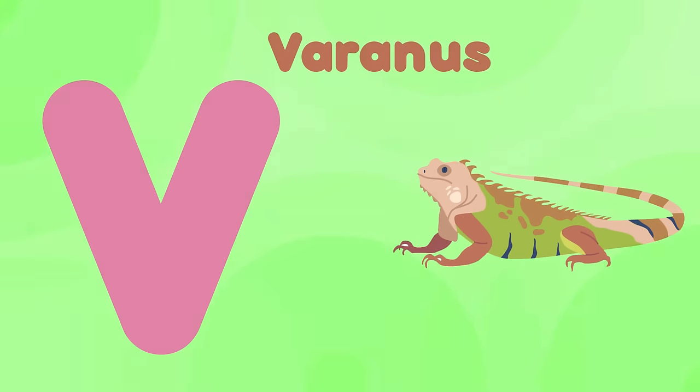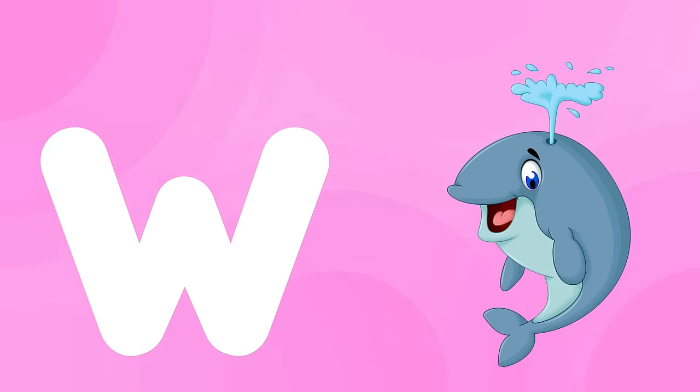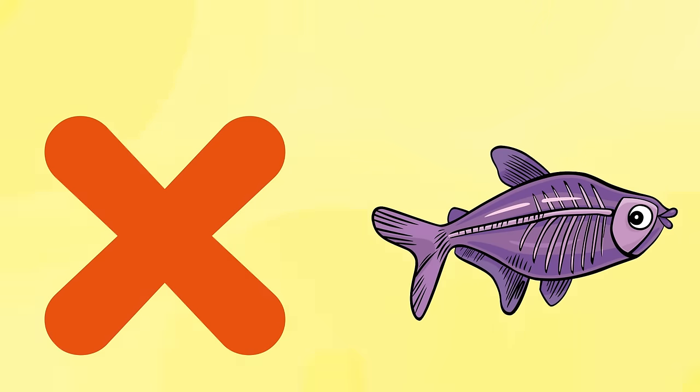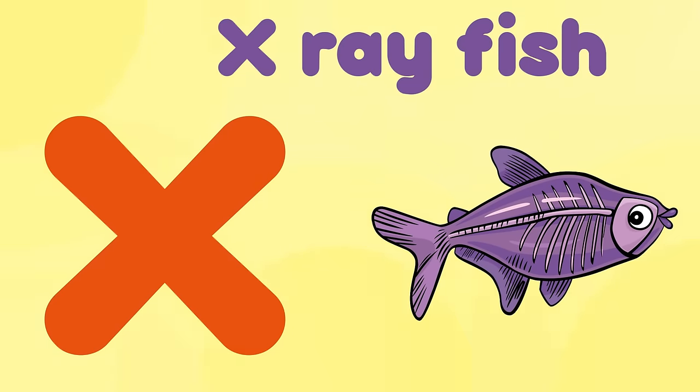Varanus. V, varanus. W is for whale. W, w, whale. W, w, w, w, whale. X is for x-ray fish. X, x, x-ray fish. X, x-ray fish. Y is for yak.